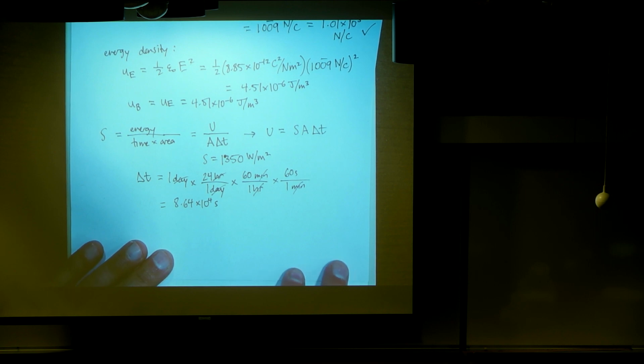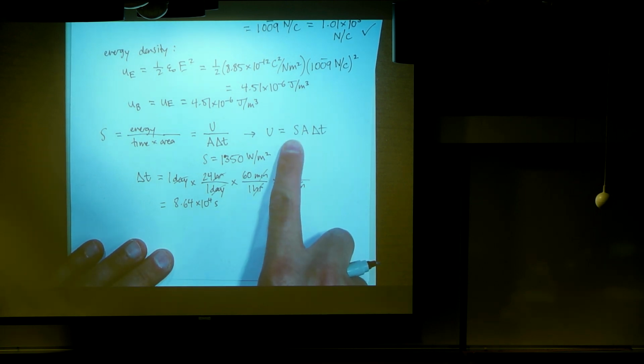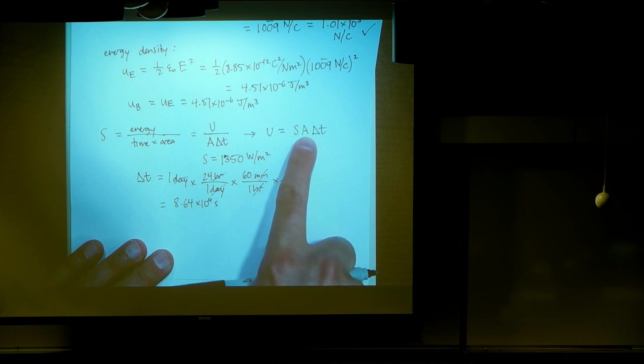Okay, what about the area? So I have the intensity of the sunlight, I have the time interval that we want to consider. Now I have to think about the area. So what should I use here?